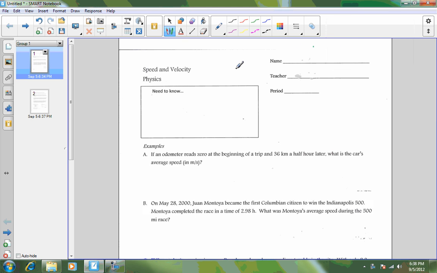This is Mrs. Amiette, and we are looking today at the speed and velocity worksheet. So up here at the top, we've got some need-to-know information. For this worksheet, what you need to know is the formula. And here's the formula. Velocity is equal to change in distance over change in time.